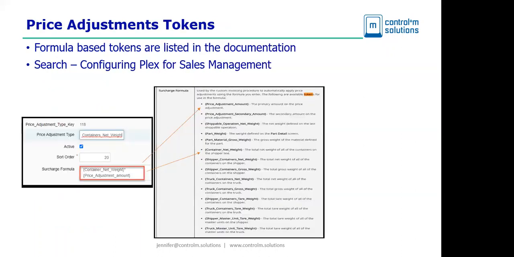We talked about tokens. What kind of tokens can you use for those formula-based adjustments? If you go to the documentation link in Plex, it's in your little gears shortcut at the top of your screen. If you drill into that and then search for configuring Plex for sales management, you scroll down maybe halfway down that page and you'll see a section called price adjustments, price adjustment types, and then you can see what tokens are available to use.